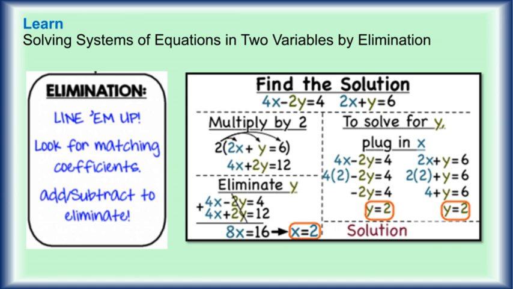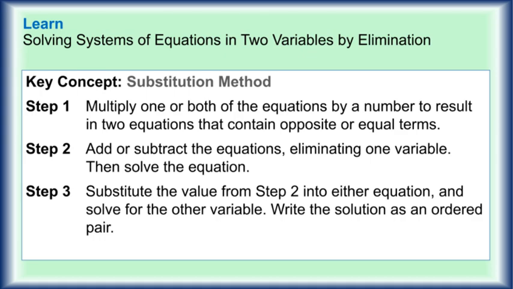Our last half is looking at another way of solving these, which would be elimination. So you're going to line up the equations, look for matching coefficients, add or subtract to eliminate a variable, so then you only have one variable left. And then you're still going to have to use substitution, but the way you're solving the first part is a little bit different.